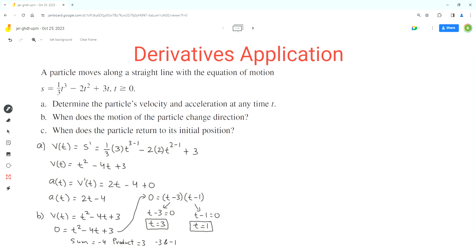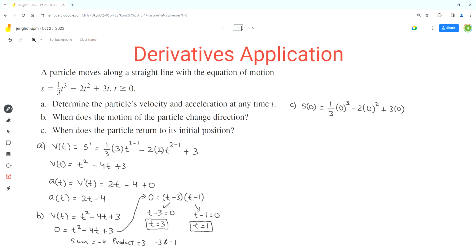So now we can analyze part C. In part C we have to find when does the particle return to its initial position. So the first step here is to find the initial position of the particle because we are not given the starting point of the particle. So for that we'll sub in t as 0 in this position function. So s at 0 is equal to 1 over 3 times 0 cubed minus 2 times 0 squared plus 3 times 0.